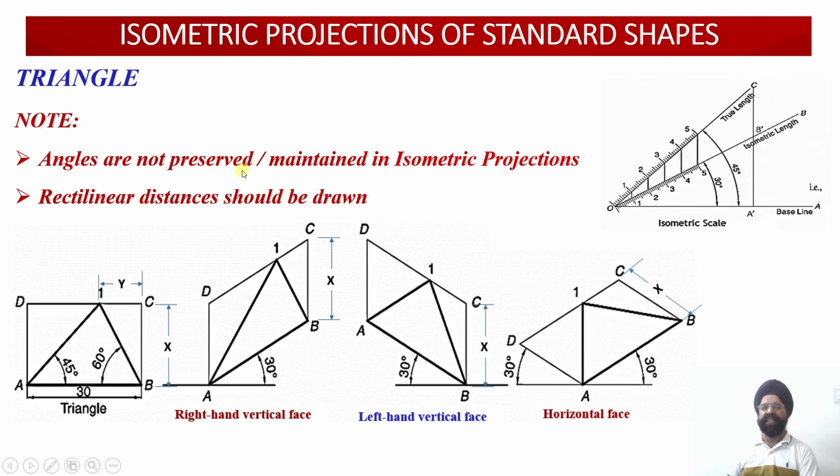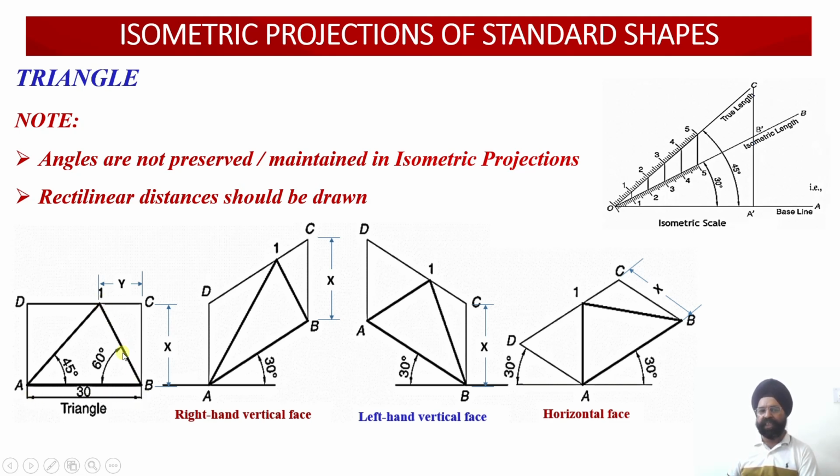Since the angles are not maintained in the isometric projection, in order to draw this particular triangle, where the base is given and can be drawn without any problem but two angles are given, we cannot preserve these angles. So what we need to do is work out the rectilinear distances. I know this is my base, so this distance is given to me as 30.